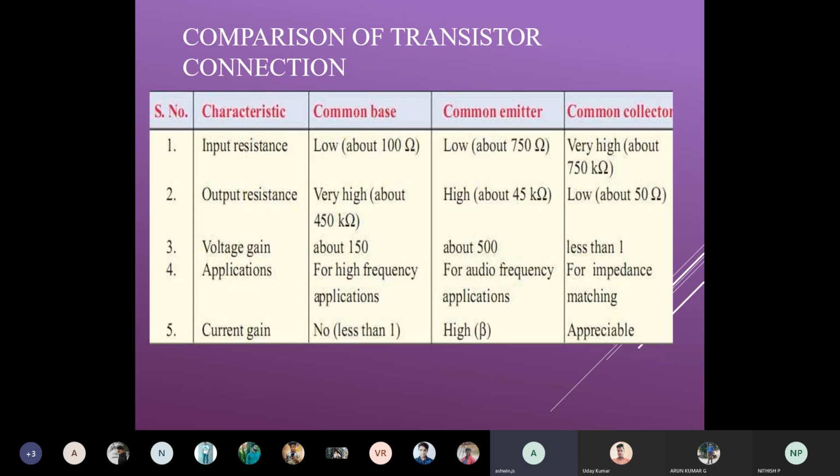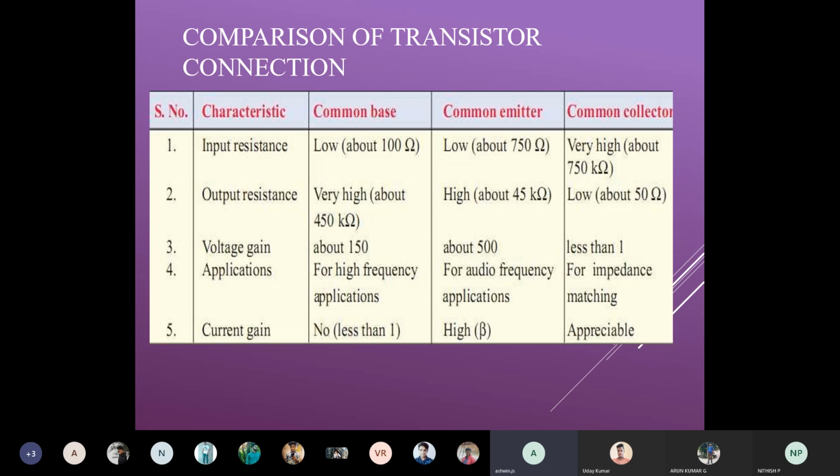So this is just a comparison, and the input and output characteristics are also the same as what you studied. The only thing is the input will be your base, and the output will be your emitter. The collector is common, so that is the difference you have to account for while plotting the graph.